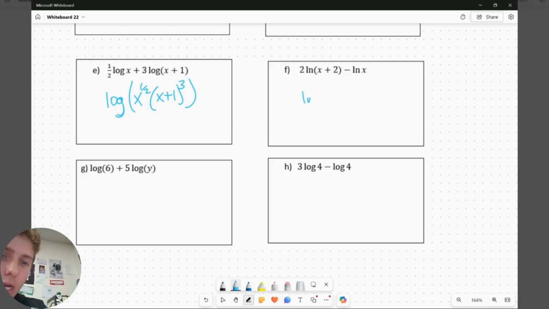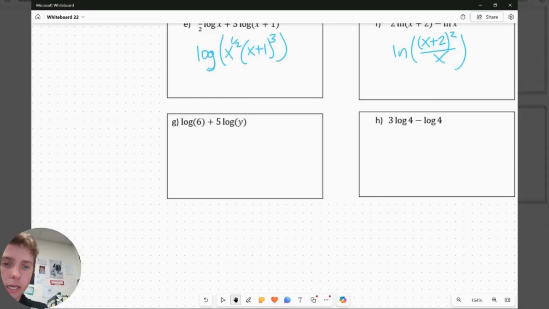Even if it's natural log, same idea there. You can keep it as ln, natural log. Divide by the x because it's being subtracted. Okay, basic idea for us.